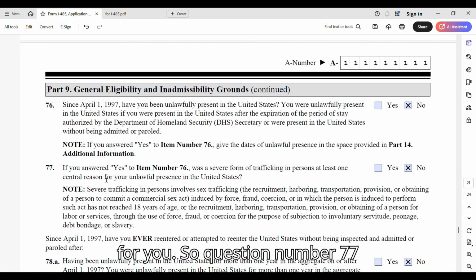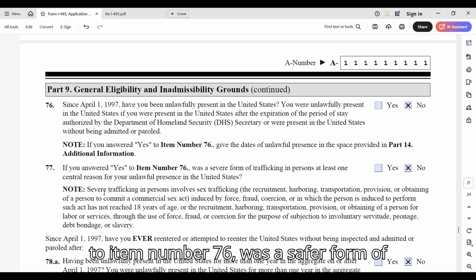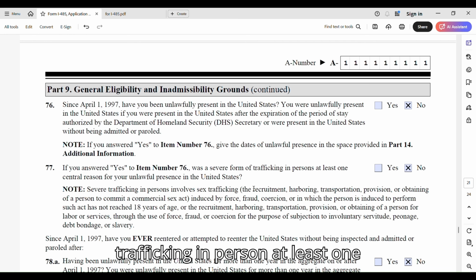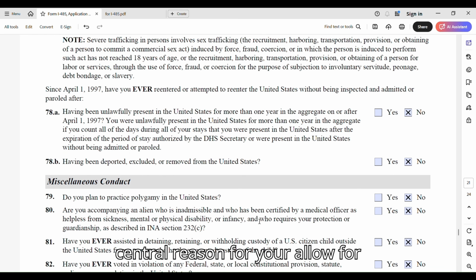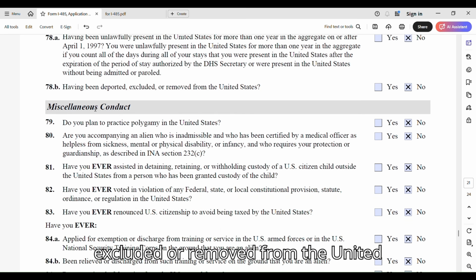So question number 77 is here. If you answered yes to item number 76, was a severe form of trafficking in persons at least one central reason for your unlawful presence in the United States? In my case, it is no. So question number 78A, my answer is no. And question 78B, having been deported, excluded, or removed from the United States, my answer is no.